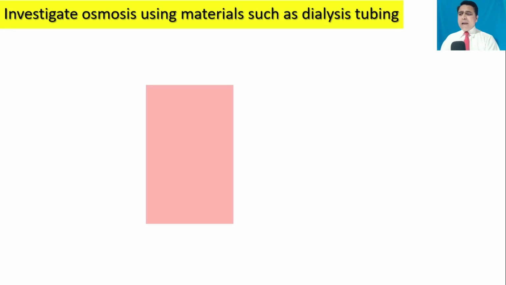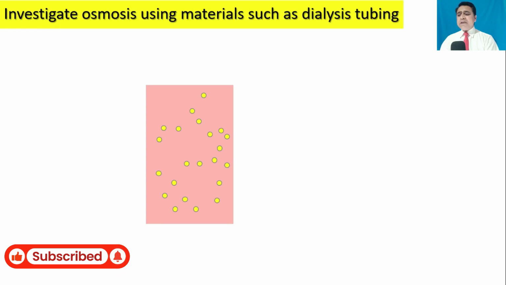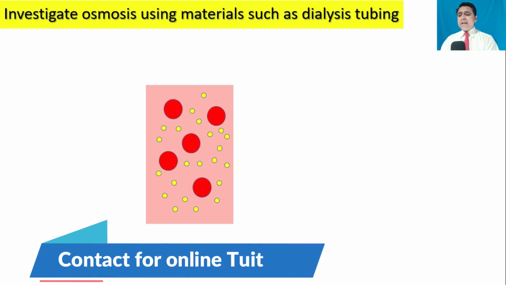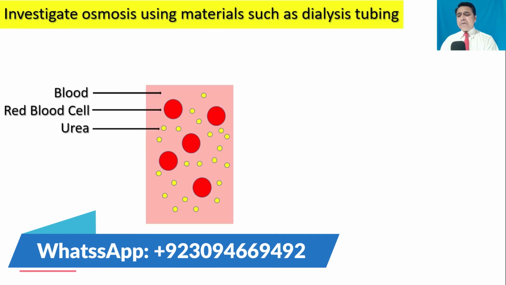Now we will study the application of dialysis tubing. This is blood, which contains urea molecules, and these are red blood cells.